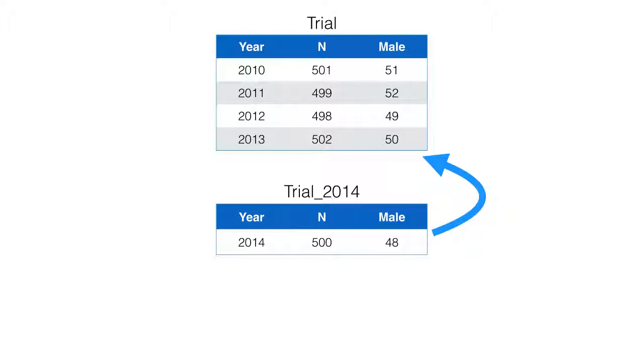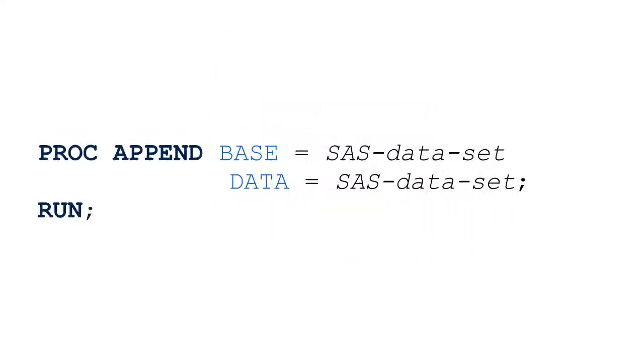To do this, you append the trial_2014 dataset to the dataset trial. Here is the general form of the append procedure. Remember that proc append adds the observations from one dataset to the end of another dataset. You specify both datasets in the proc append statement.